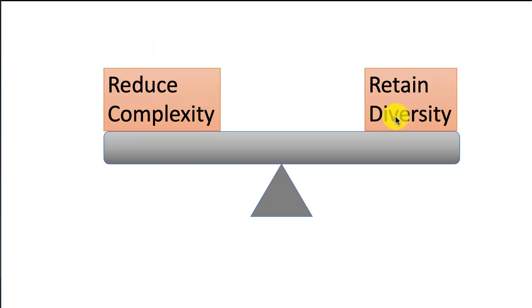You also want to retain diversity, because the easiest way to reduce complexity would be a one size fits all approach, right? So I've got a million customers, so what? I'm going to treat them all as one homogeneous group. So I reduce the complexity, but then I lost the diversity, right? I'm not able to reflect the differences that exist between them.